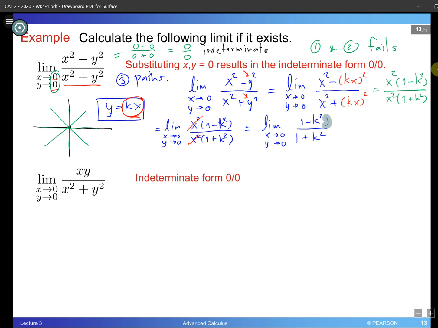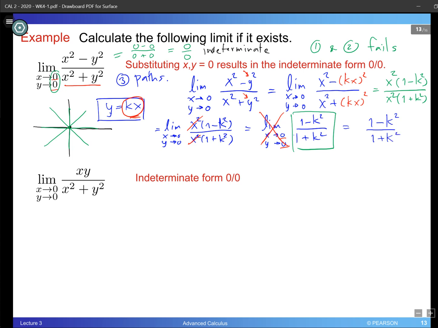At this point, I want you to take a look at this. This is about the limit when x approaches 0 and y approaches 0. And as you can see here, there is no x or y in there, which means that we can just get rid of this limit. And in the end, the limit that we want is going to be equal to 1 minus k squared divided by 1 plus k squared. And that is the answer we have right here.